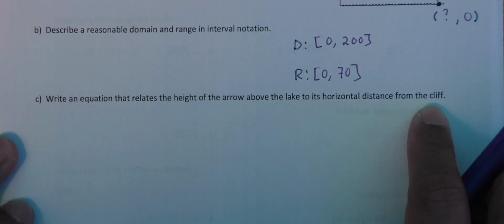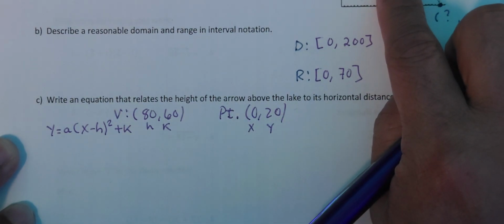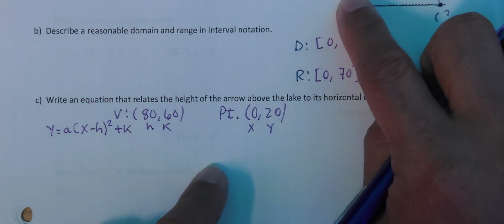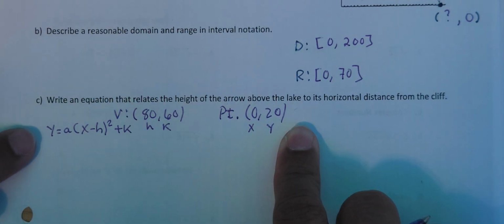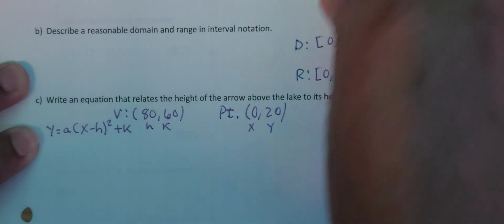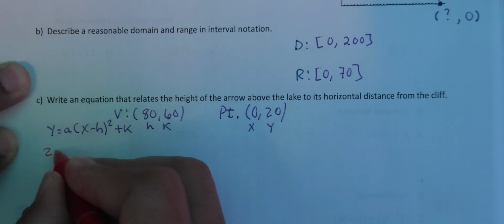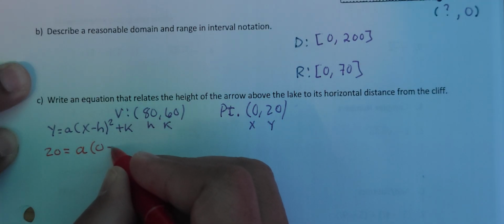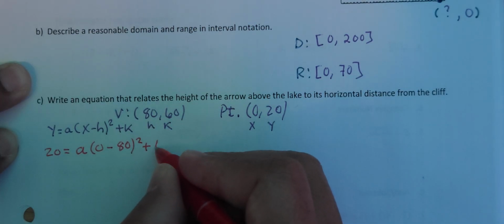So to that end, let's choose a point on the graph and also the vertex point. And these are the coordinates of the vertex point. I'm going to choose this point here. So I'm going to label h and k, following this formula, and also x and y. So I'm going to go to this equation and substitute for each one of these letters. So then y is 20 equals a, this is the unknown, times x is 0, minus h is 80, squared, and then plus k is 60.